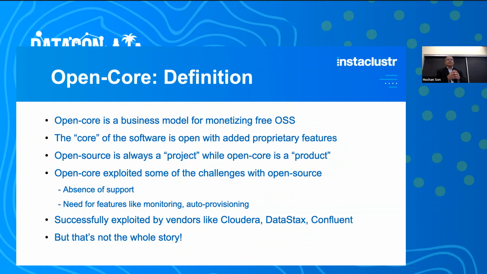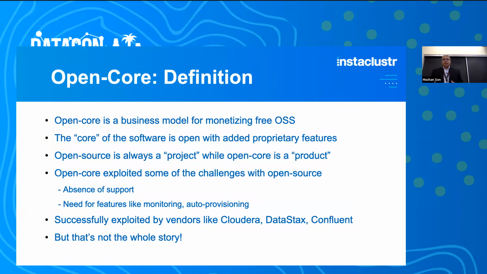The open core vendors exploited some of the challenges like support. If there's a problem with Oracle or Microsoft, we can pick up a phone and call them. When the software is owned by a community, who do you call? So these vendors solved that problem, and they added features like monitoring and auto provisioning and things like that. There are vendors like Cloudera and DataStax and Confluent who have exploited this space. Cloudera is a very popular Hadoop vendor, DataStax is a popular Cassandra vendor, and Confluent is a popular Kafka vendor.